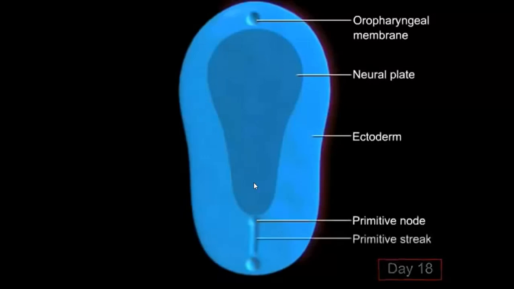cells. And you see a little darker blue area here. It's known as a neural plate, and as the name implies, it's a future nervous system. Yeah, so that's what you have to keep in mind.